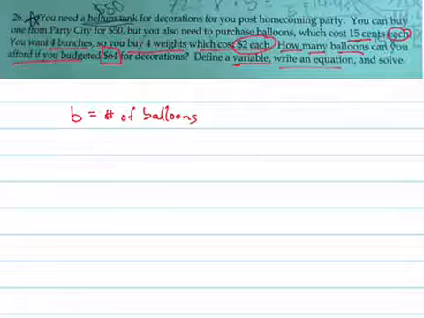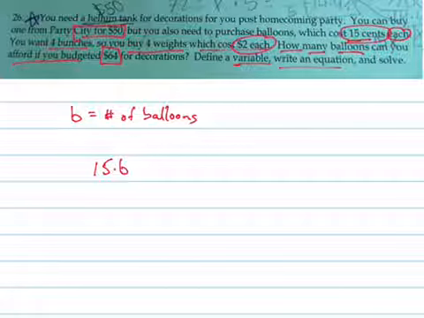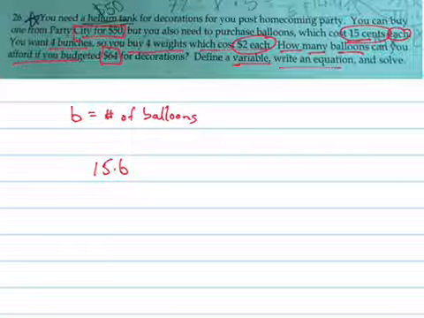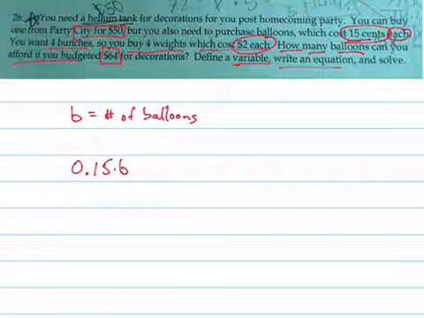Write an equation. All right, well, let's come up with an equation. It says you also need to purchase balloons, which cost 15 cents each. So I'm going to have to do 15 times b, right? Because each balloon is 15 cents. I'm sorry, 0.15 times b, right? Because cents, 0.15.